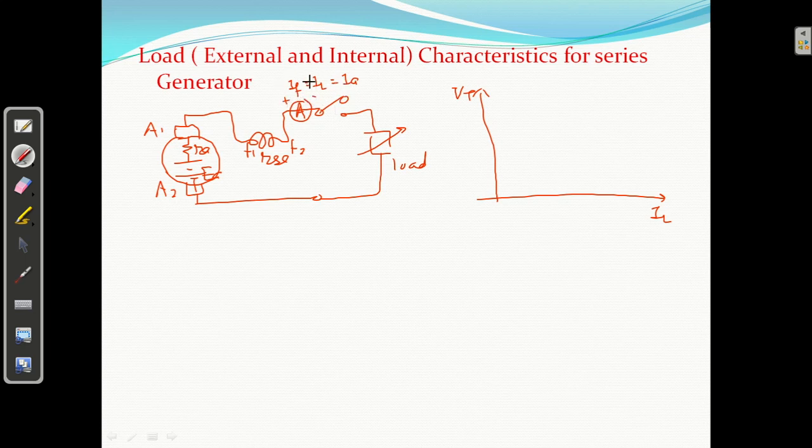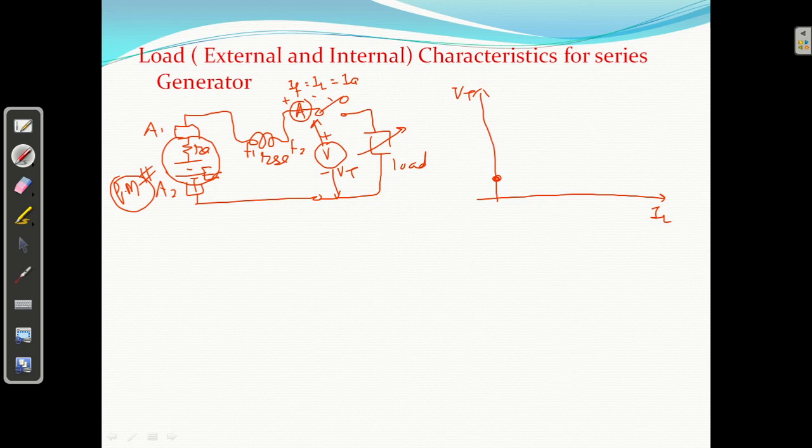If the field current is 0, what will the generated voltage be? 0. And here we connect the prime mover, right? Here I am connecting the voltmeter, which will measure the VT. Now if IL is 0, IA is 0, IF is 0, the flux will be 0, but when you run the prime mover at the rated speed, residual magnetism is there, and because of residual magnetism, voltage will be induced here. That is at no load.